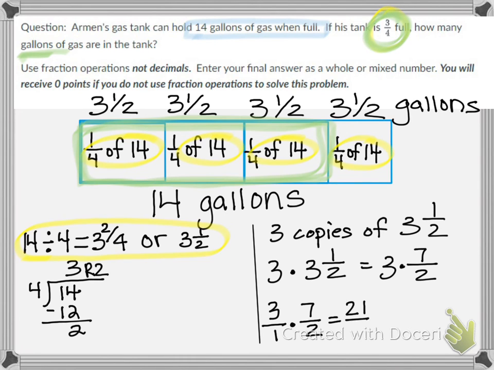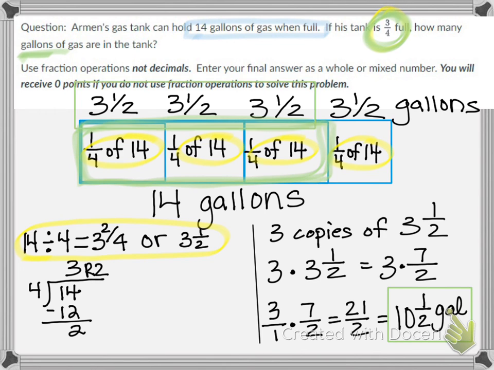When I multiply the numerators, I get 21, and when I multiply the denominators, I get 2. And then that represents the amount of gas. So instead of saying 21/2 gallons of gas, I'm going to turn it back into a mixed number so it's a little bit more contextualized in the situation, because it makes more sense to say 10 1/2 gallons of gas.